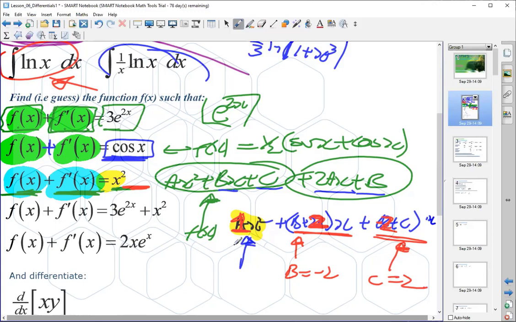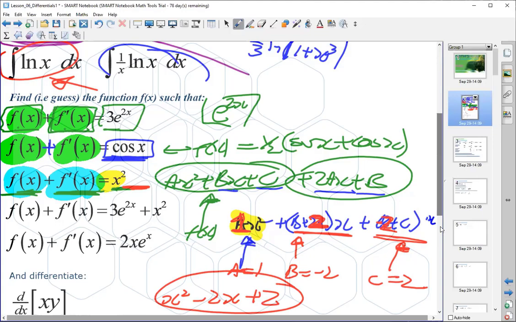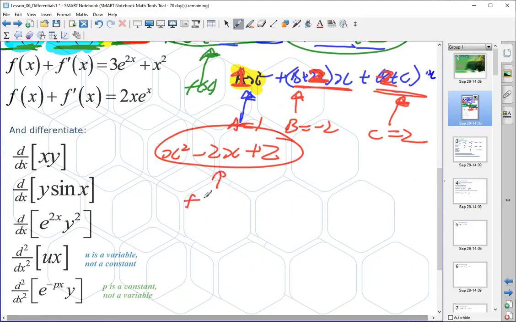So therefore, according to what you said at the beginning, it should be 1x squared minus 2x plus 2. Let's check it. So that's our f of x. What's our f dashed of x? 2x minus 2. And if you add that whole lot up, what do you get? You get x squared. It works.